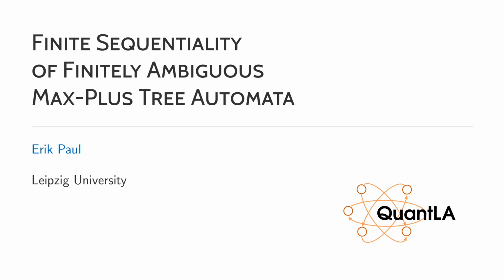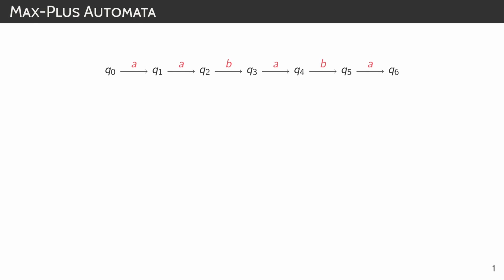We will still need several steps to get there, and we'll start by having a look at what max plus automata are. So, I assume that everyone is familiar with finite automata. A finite automaton has finitely many states, and we want to accept or reject words over a finite alphabet.